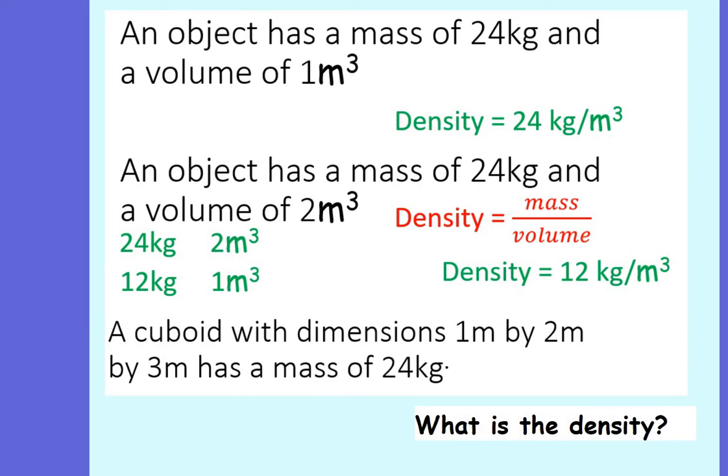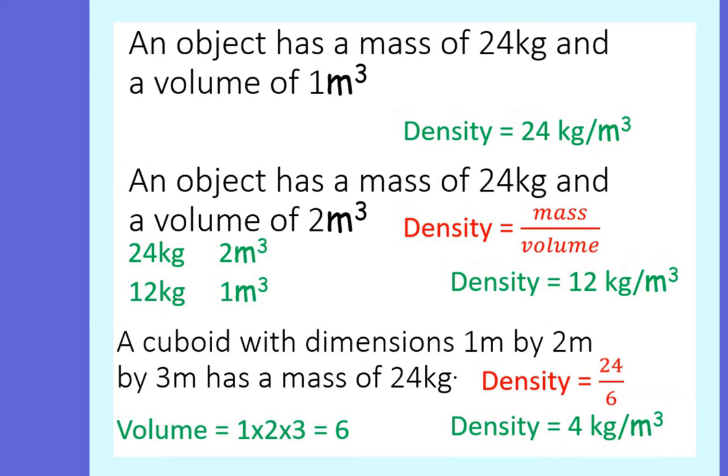Okay, now we've got a cuboid which has dimensions 1 metre by 2 metres by 3 metres. It's got a mass of 24 kilograms. What is its density? Pause the video, have a little think. And here we go. This time the volume of this one is 1 times 2 times 3, which is 6. The density is given by mass over volume. Here our mass is 24 and our volume is 6. So the density is 4 kilograms per metre cubed.